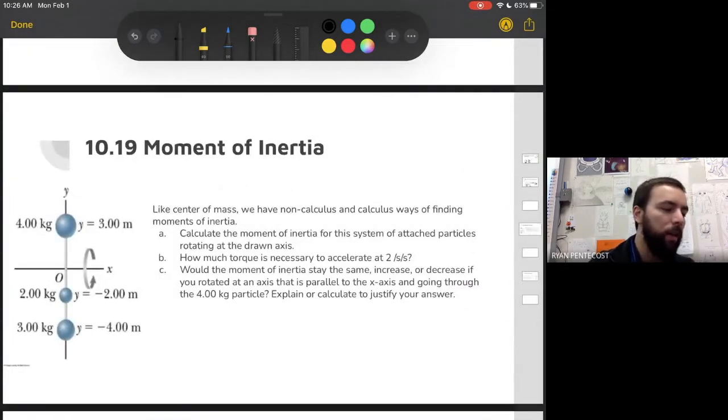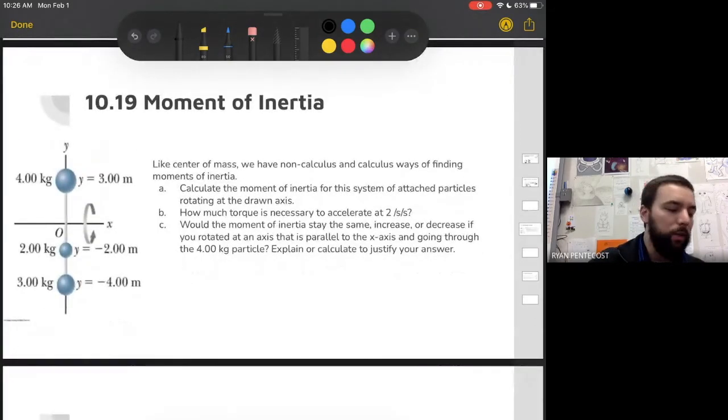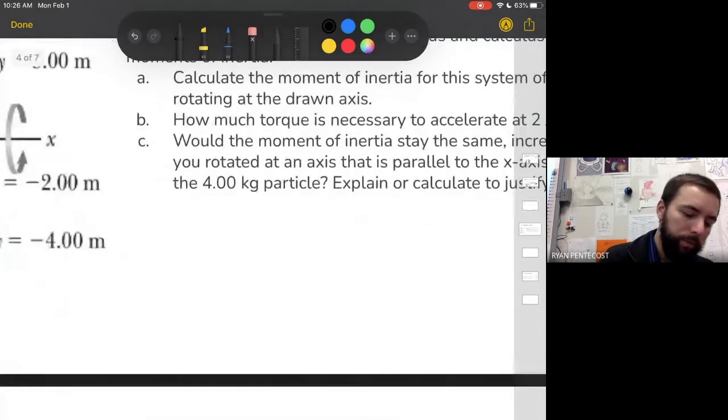Okay, 1019, a moment of inertia. Okay, like center of mass, we have non-calculus and calculus ways of finding moments of inertia. So first, we want to calculate the moment of inertia for this system of attached particles rotating at the drawn axis. Okay, we're assuming that that rod is rigid and massless. So we want the moment of inertia. So the moment of inertia is the summation of all masses and their radii squared.